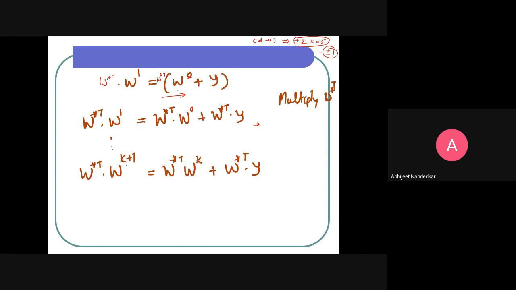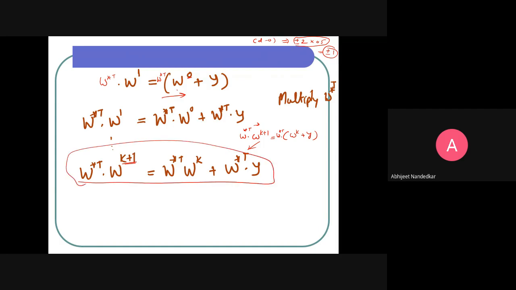For the k plus 1th step, assuming that such errors are occurring continuously, and I am in this k plus 1th step, what will this k plus 1th step be? I can write here separately: Wk plus 1 is equal to Wk plus Y, and then I multiply both sides by W star transpose. So if I expand, then I will get this.